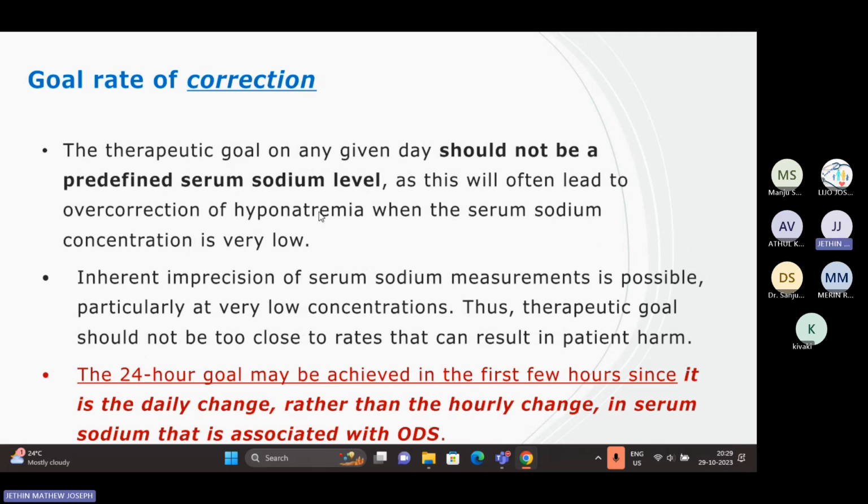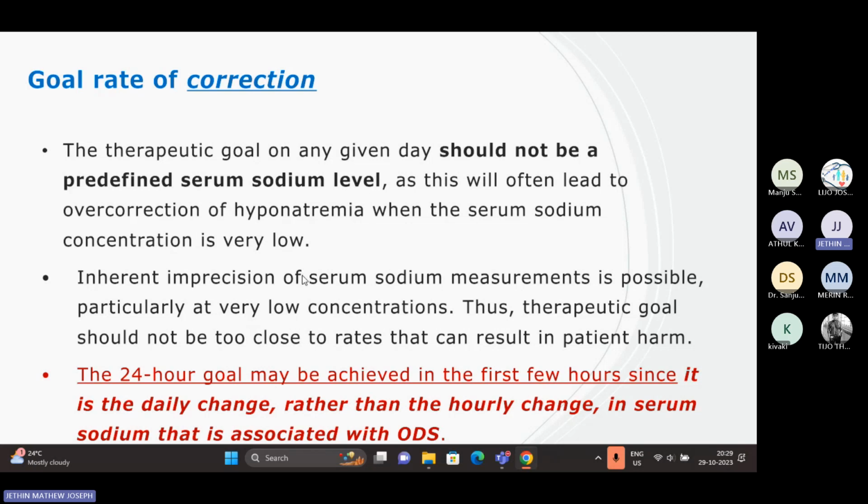So again, this is another thing, which is very important. The therapeutic goal on any given day should not be a predefined serum sodium level. So a patient might have hyponatremia of 120 or 118. So a lot of us might have, even I had this fixation: okay, you want the sodium at 130. So your goal should not be achieving 130 as soon as possible. Your goal should be getting an increase of 4 to 6 and not beyond that, 4 to 6 over 24 hours. So after that, you don't want to increase the sodium beyond that on the same day. In the next 24 hours, you can achieve another 4 to 6. So you can't directly shoot up the sodium to 130.